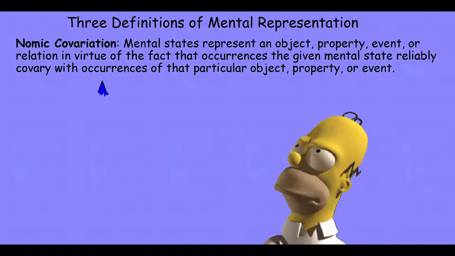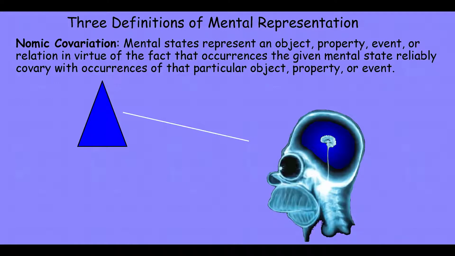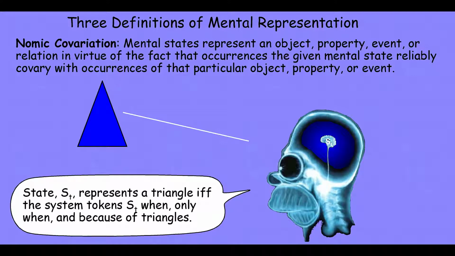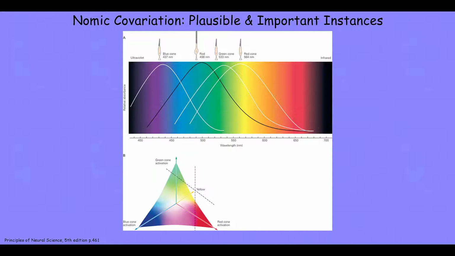So for example, if there's a triangle and we were to take our philosophical fMRI and look into Homer's brain, it would covary with his tokening of the state, call it S sub t. And if it did, that would in fact constitute the representation of triangles. So a state S sub t represents a triangle if and only if the system tokens that state when, only when, and because of triangles. Now, you might be tempted to suppose that this theory looks cartoonish, maybe because I'm depicting it with a cartoon.